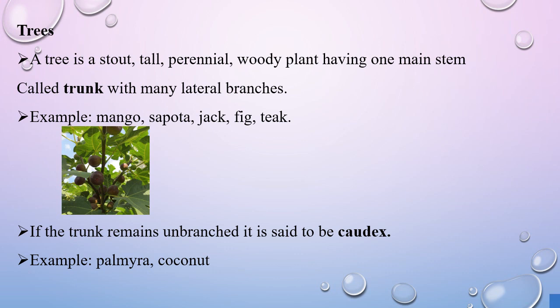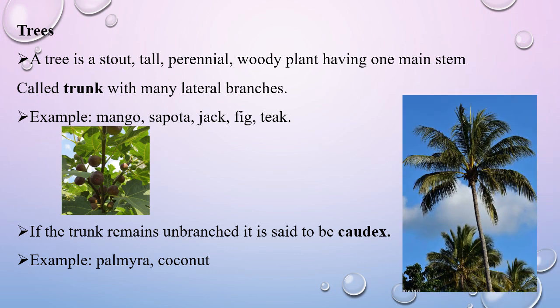You can see the coconut tree which is growing very straight, and at the top it bears the leaves and fruits. It does not have any branches. So this type of tree is said to be a caudex.